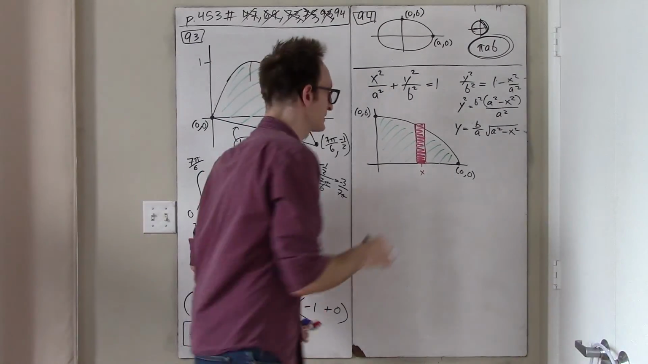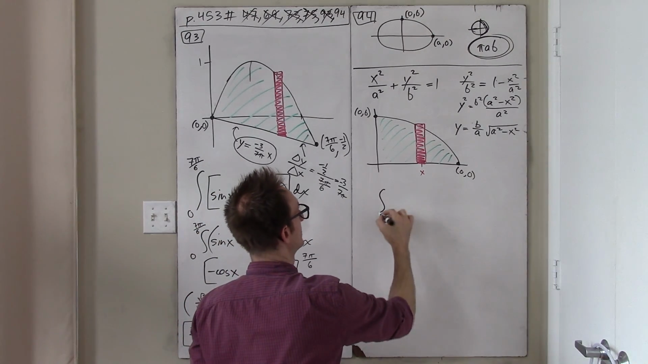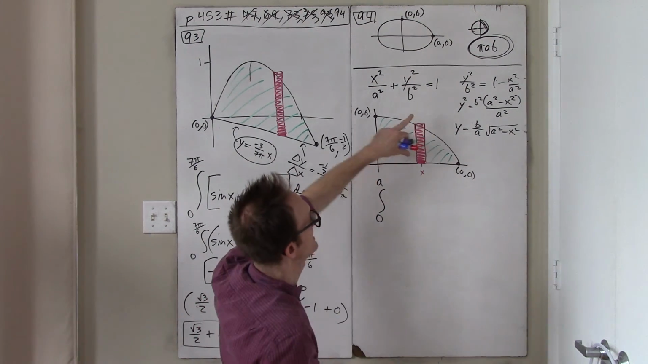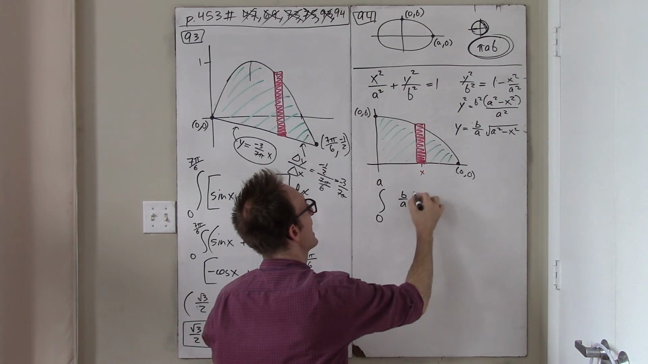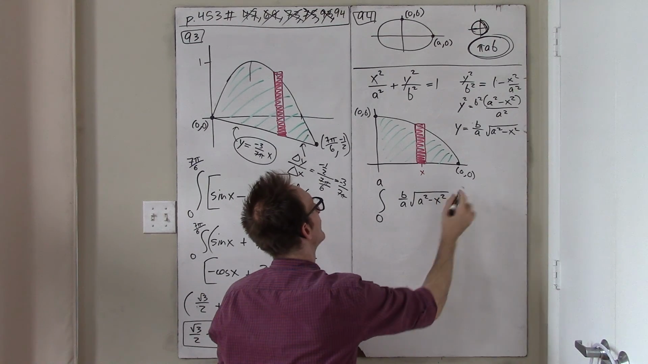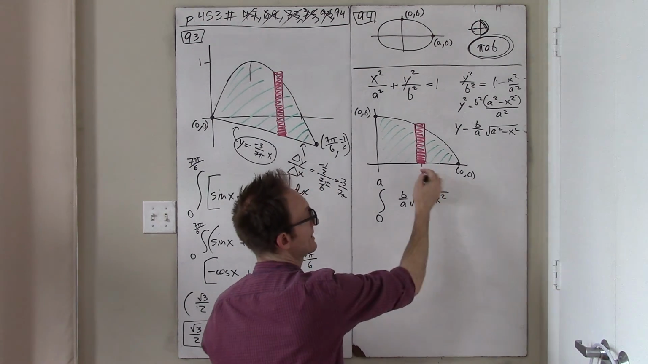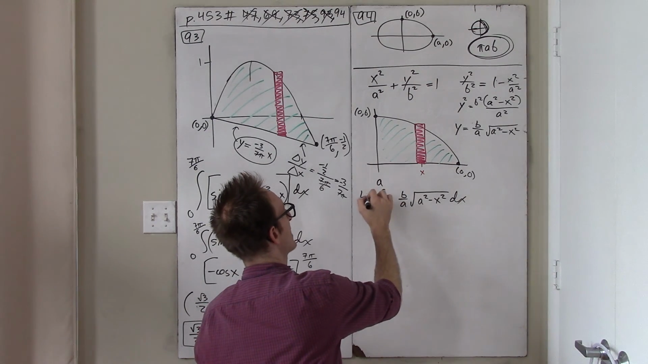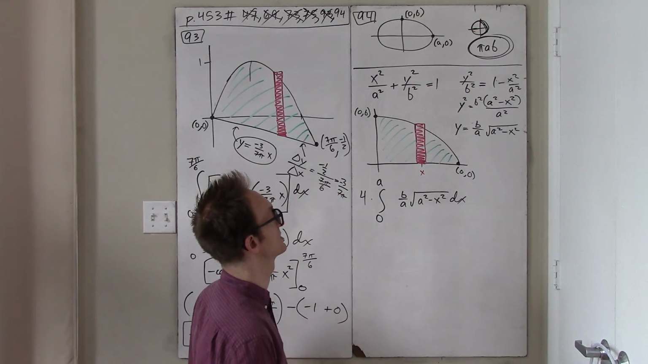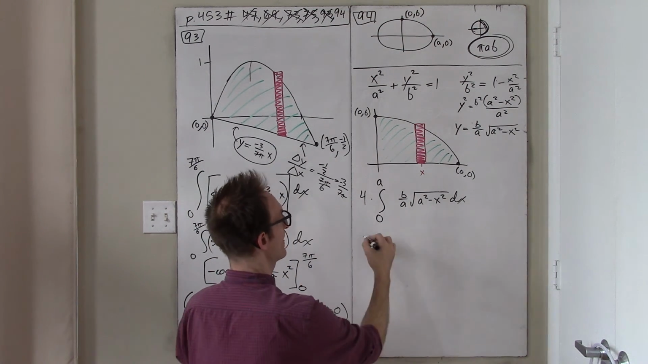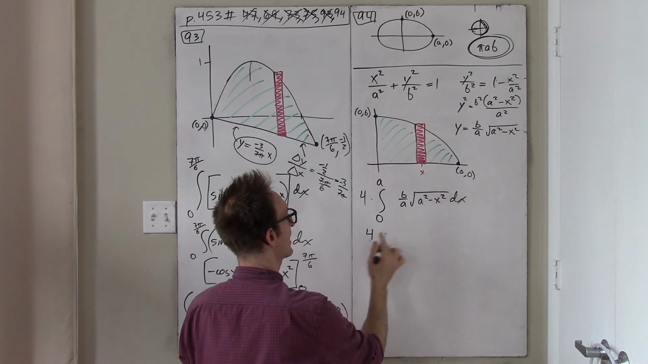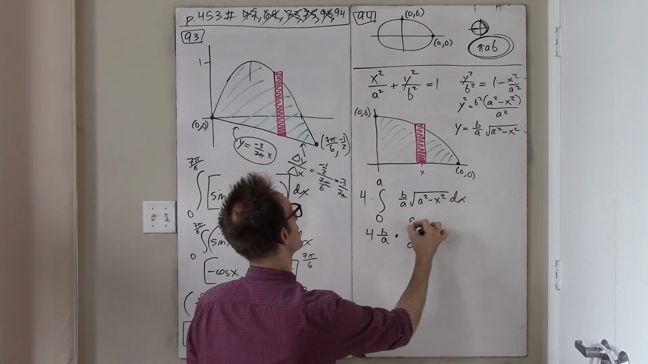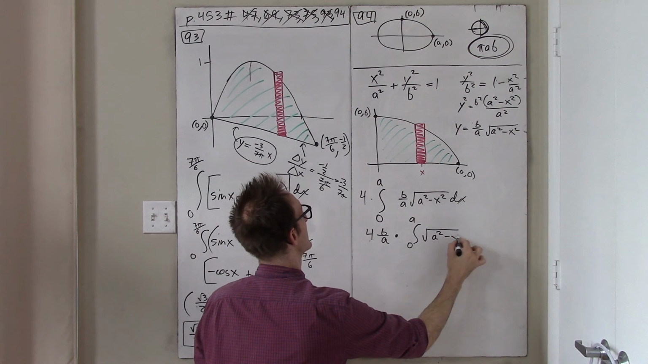So then the setup, at least for this problem, shouldn't be too hard. I just need to take the integral from 0 to a. I take the rectangle, which has height b over a root a squared minus x squared for a particular x, I multiply by the thickness of that rectangle, which is dx, and I add up all those areas by integrating from 0 to a. And then I multiply by 4 because this is just a quarter of the full ellipse. So I pretty much immediately find myself in this situation where the answer is 4b over a times the integral from 0 to a of root a squared minus x squared.